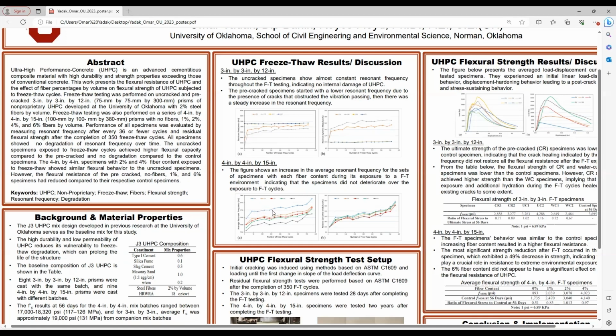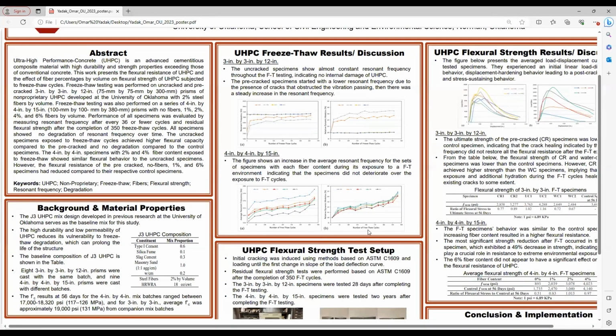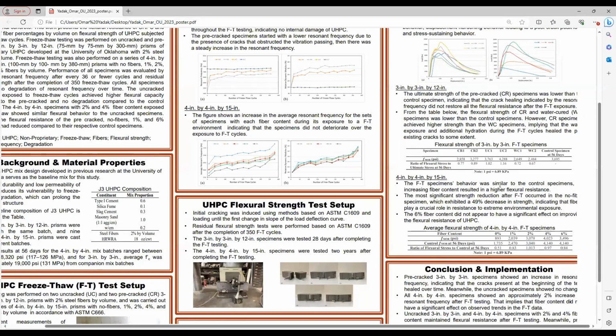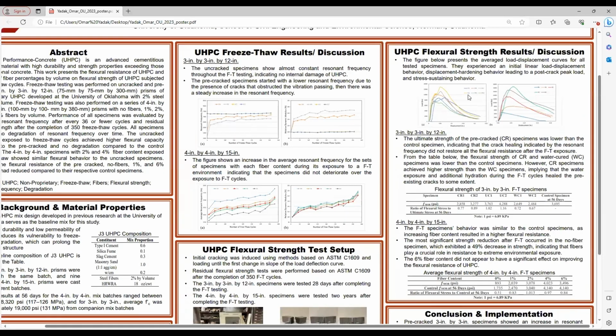The flexural strength test setup was according to ASTM C1609. Initial cracking was induced until the first drop of the load-deflection curve. Here, in terms of the results, you can see the load displacement curves for all the tested specimens. Both the 3x3 and the 4x4 experienced initial linear load displacement behavior, and then displacement hardening behavior leading to the post-crack peak load, and then stress sustaining behavior, except for the no fiber specimens, where the failure was sudden and brittle, as you can see from this specimen.